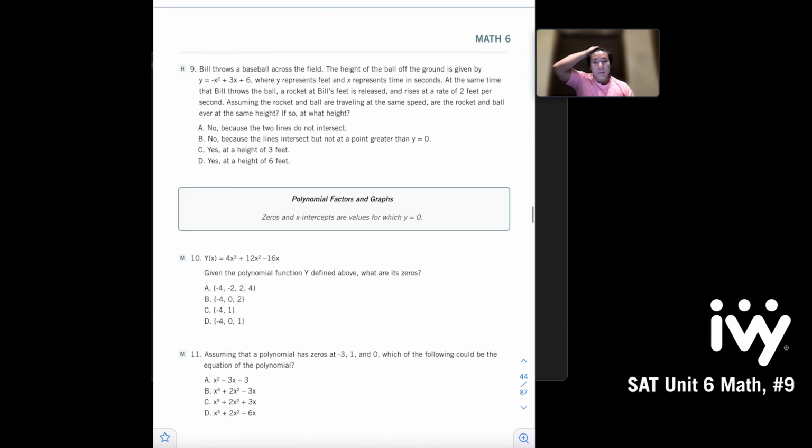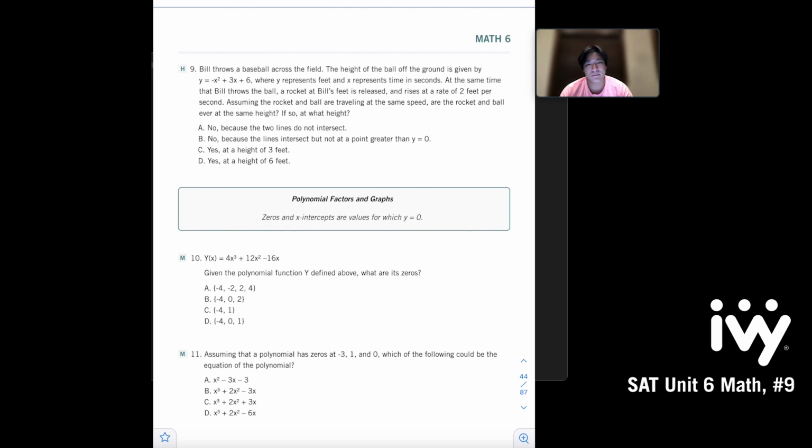Question 9. Bill throws a baseball across the field. The height of the ball off the ground is given by that equation, where y represents feet and x represents time in seconds. At the same time that Bill throws the ball, a rocket at Bill's feet is released and rises at a rate of 2 feet per second. Assuming the rocket and the ball are traveling at the same speed, are the rocket and the ball ever at the same height?